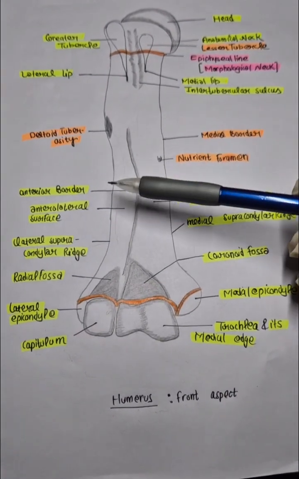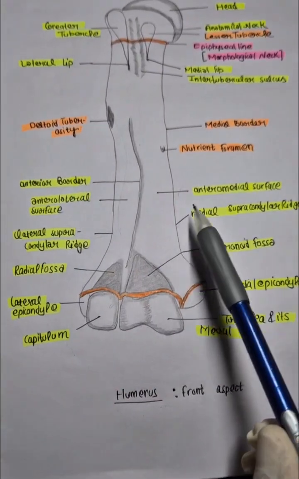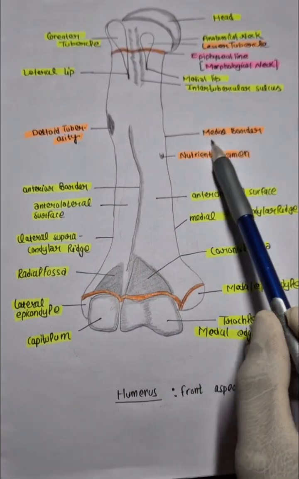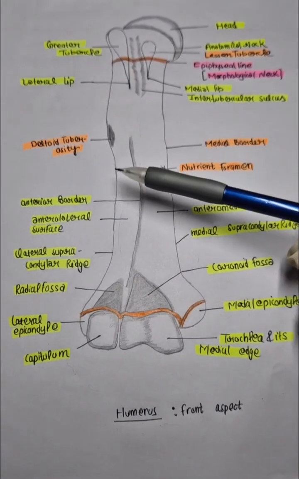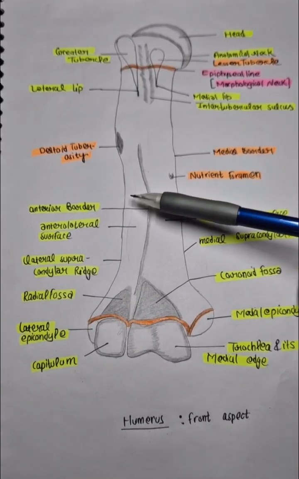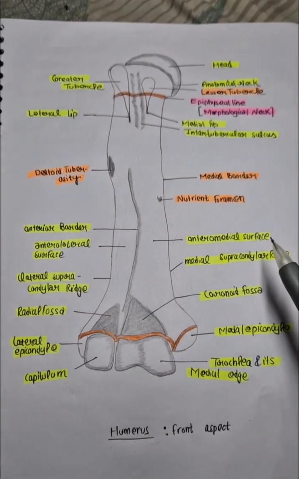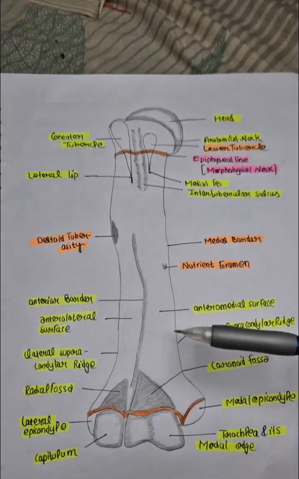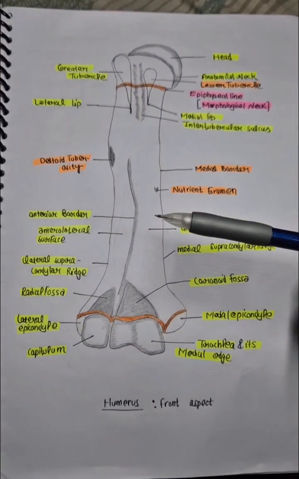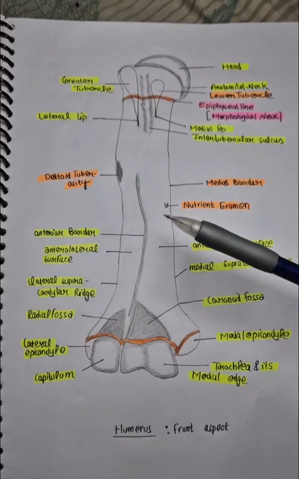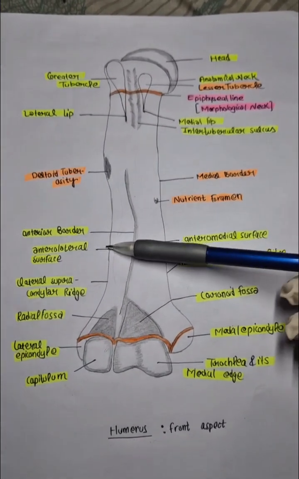Now we come to the shaft. This is the lateral border, this is the anterior border, and this is the medial border. As we know, there are three surfaces: the anterolateral surface and the anteromedial surface. First we will discuss the lateral border.